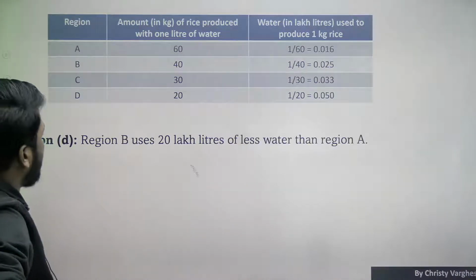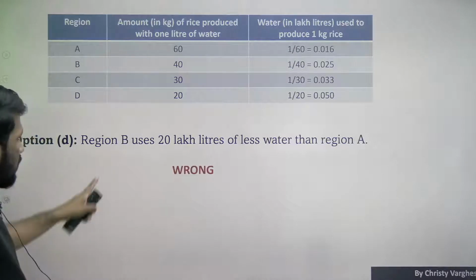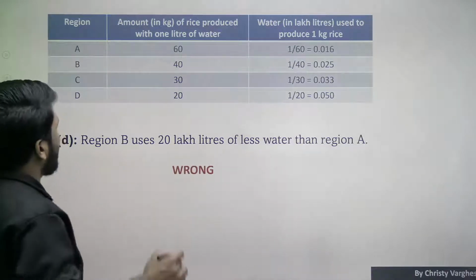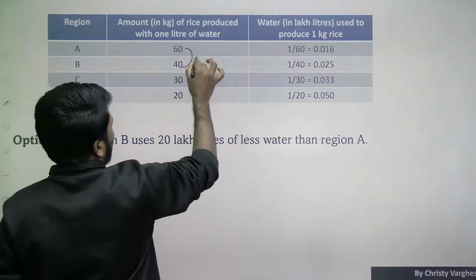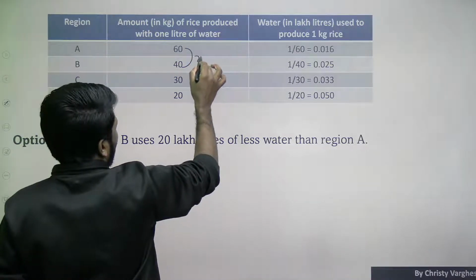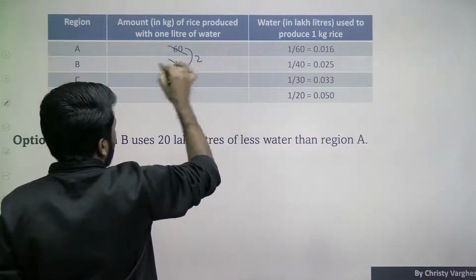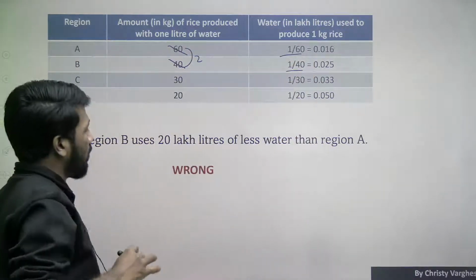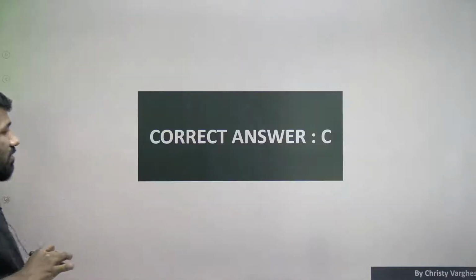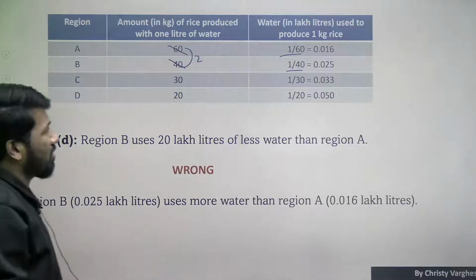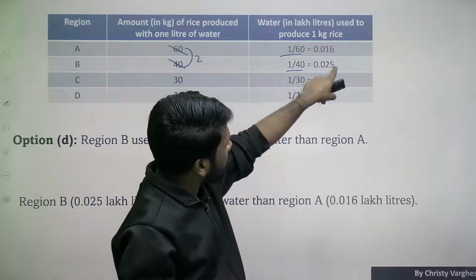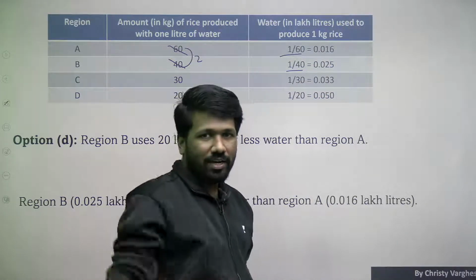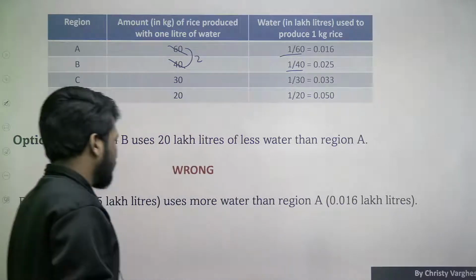And option D, for practice we will discuss option D also. Region B uses 20 lakh liter less water than region A. 40 and 60 were compared, it would be 20 lakh, but you cannot compare that. 1/60 and 1/40 have to be compared, and that is definitely not 20 lakh. 1/60 minus 1/40 is not 20 lakh. This is 0.025 minus 0.016. That is 0.0009, not 20.